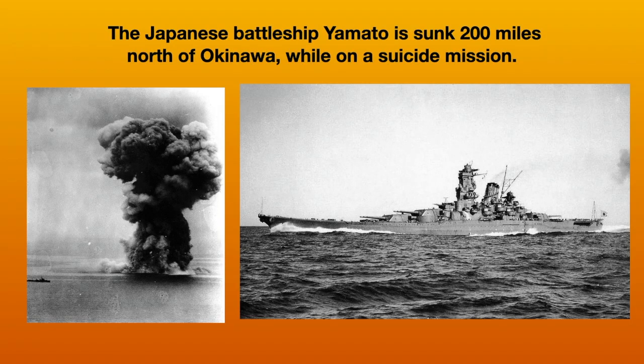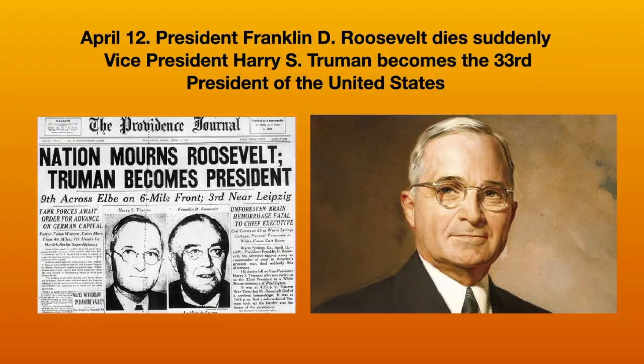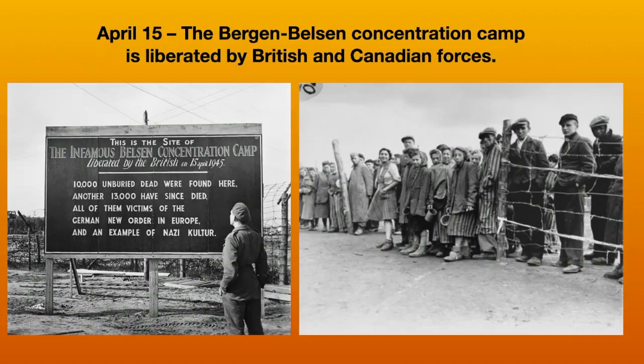In the Far East, the Japanese battleship Yamato had been sunk by the Americans 200 miles north of Okinawa while it was on a suicide mission. President Franklin Roosevelt suddenly died, and Vice President Harry Truman became the 33rd President of the United States. As we've seen earlier, Roosevelt had been feeling ill and not very well at all, and had actually stood down from many of the duties. So it didn't really come as a surprise to anyone in the States at the time.